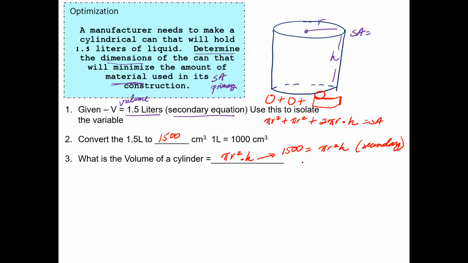So remember, you're going to use your secondary equation to solve for one of the variables and substitute it back into the primary equation, which is your surface area. The reason we want to do that is because in your surface area you have R and you have H, and you can't have both of them. You want to have just one letter. I'm going to keep my R, so that means I want to replace the H. So I want to solve the secondary equation for H, so that I can replace H in the primary. Solving for H, H equals 1500 divided by pi r squared.